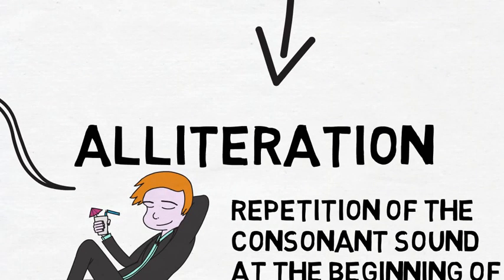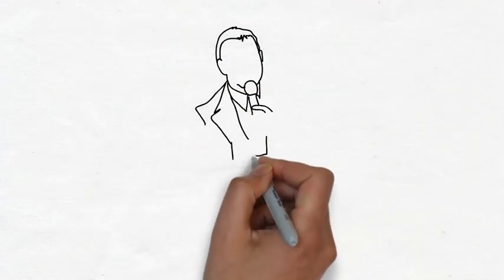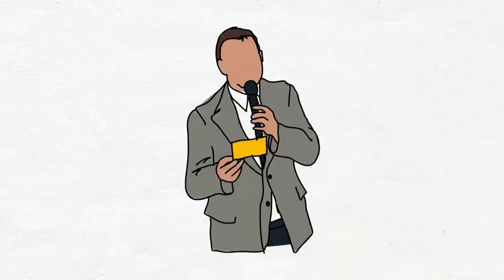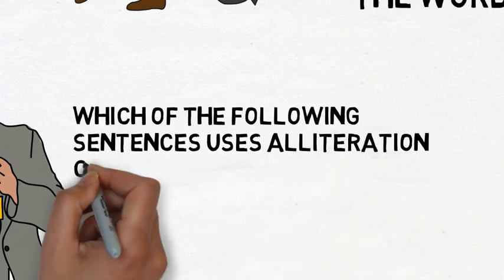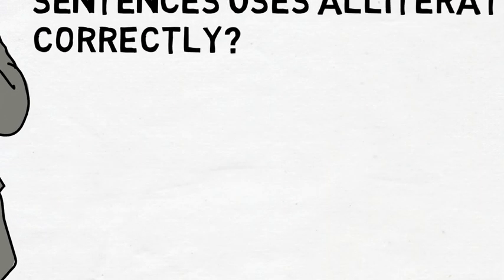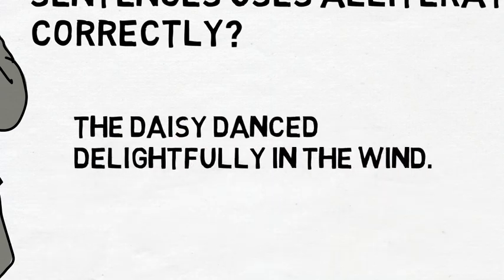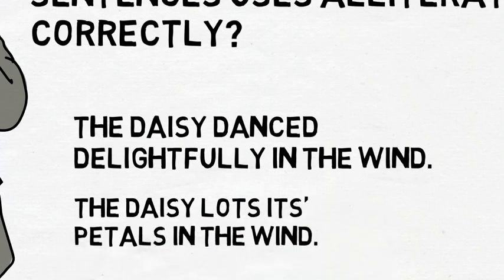Right? Take a look at the example. This is actually a minor exercise that we could do. Which of the following sentences uses alliteration correctly? Number 1, the daisy danced delightfully in the wind, or the daisy lost its petals in the wind. Which one?